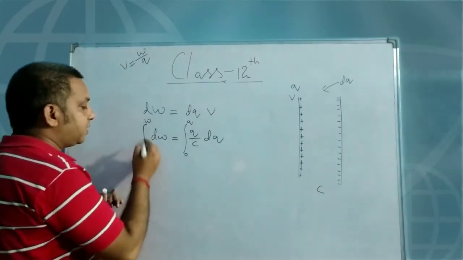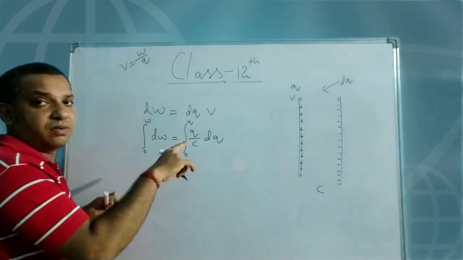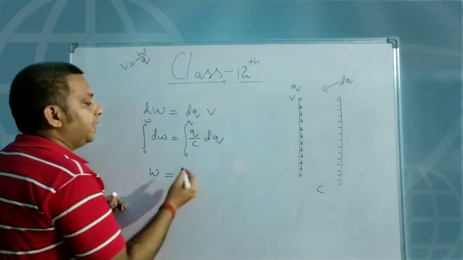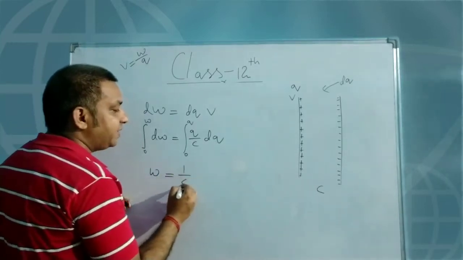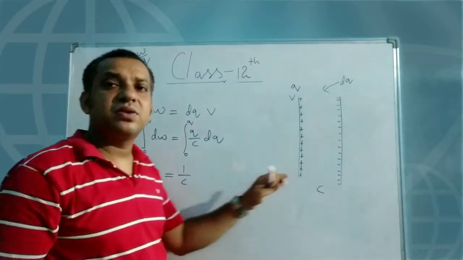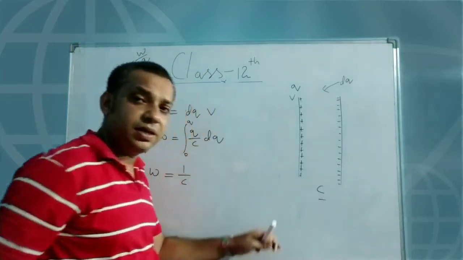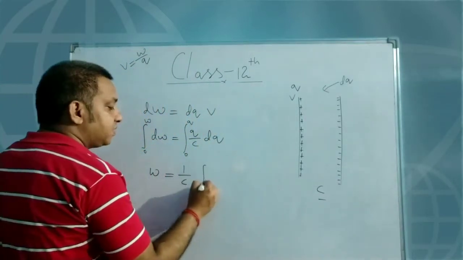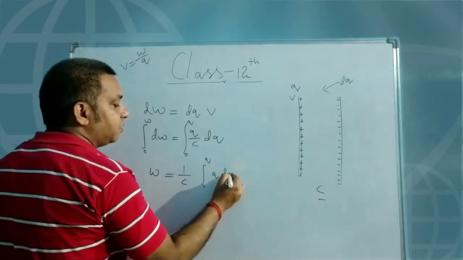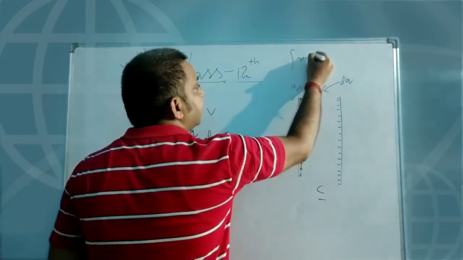So what is the total work done? Here you will get W is equal to, because it is the integration of 1 dx, you will get x, and the upper limit and lower limit. And here I am taking 1 by C outside. Why? Because C is a constant. For a given parallel plate capacitor, the value of C is constant. So we have the integration from 0 to Q, and the function is Q dq.